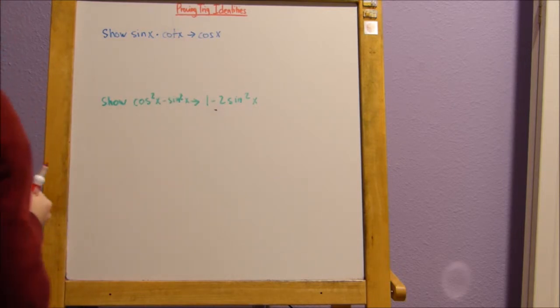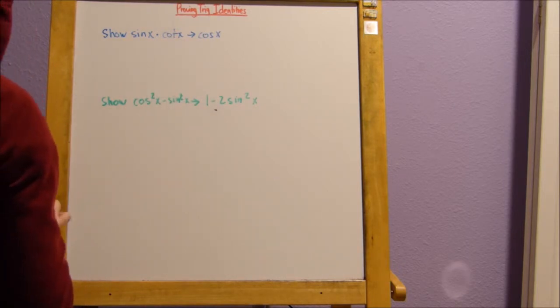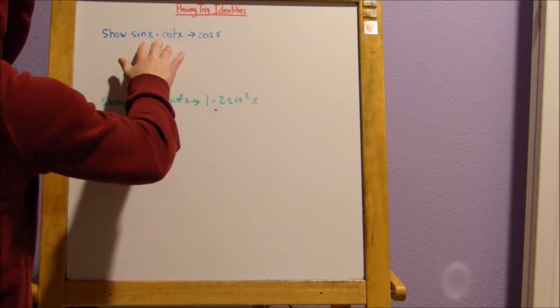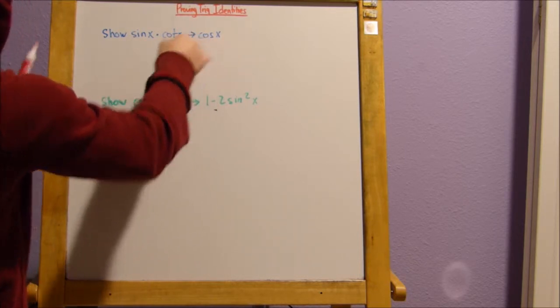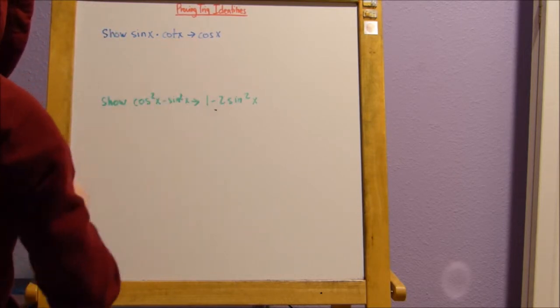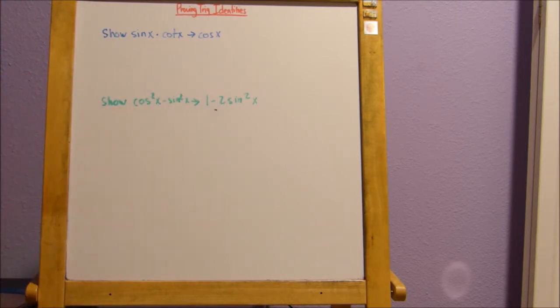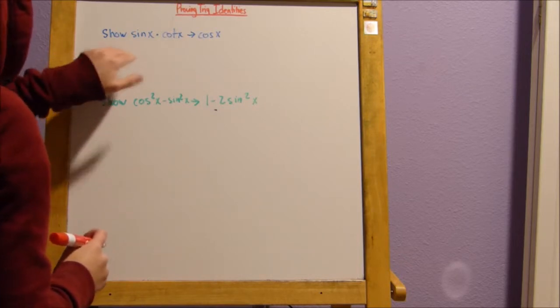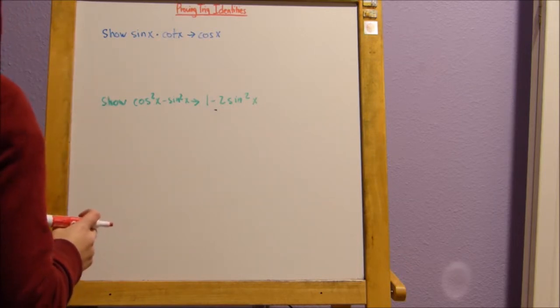And the second piece of advice I would give you is that always start with this side. Don't worry about this side. Just make this side try to look like this side, but don't change anything on this side unless absolutely necessary. So first, let's start off with this. Sine of x times cotangent of x.